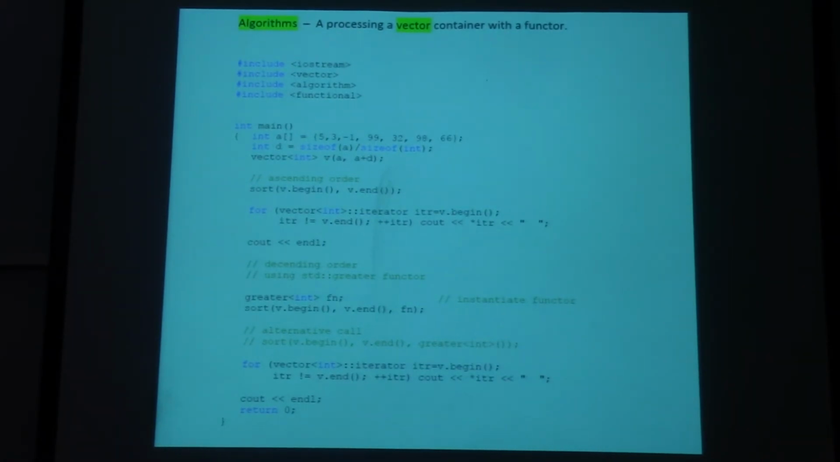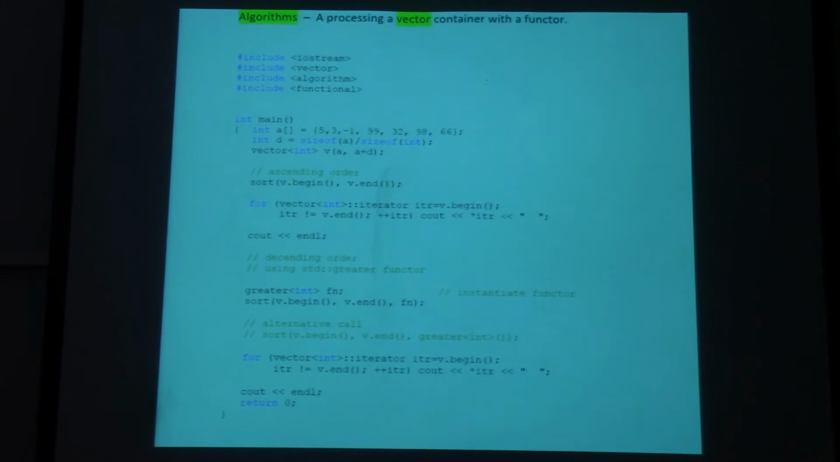Then we're going to say for vector int iterator itr equals v.begin. You understand what I did here? So I basically took an iterator for this vector, I call it itr, and I initialize it to the vector beginning. itr not equal to v.end, and my increment is going to be plus plus itr. cout star itr. So this is just going to print the elements of the vector, right? With a space in between.